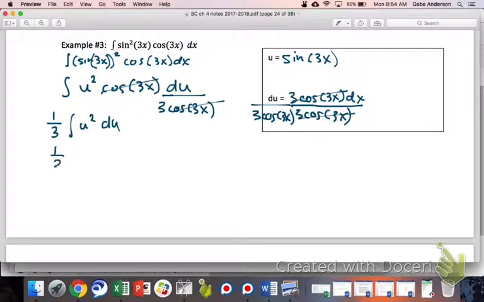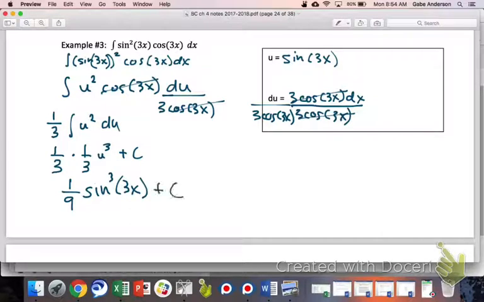We'd get 1/3 times 1/3 u cubed plus c. So that would give us 1/9. And I will then take my u that I substituted with and plug it back in for the u. So it would be 1/9 times sine cubed of 3x plus c. And we're done. Obviously, if you have any doubts about the validity of that, you could always test it out by taking a derivative, doing the chain rule. And I think you'd see that when you did that chain rule, the right things would cancel out and simplify, and we'd end up with the same thing as our original integrand. Okay, so we good? Yep.